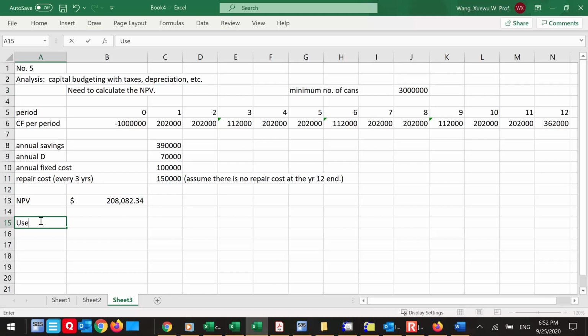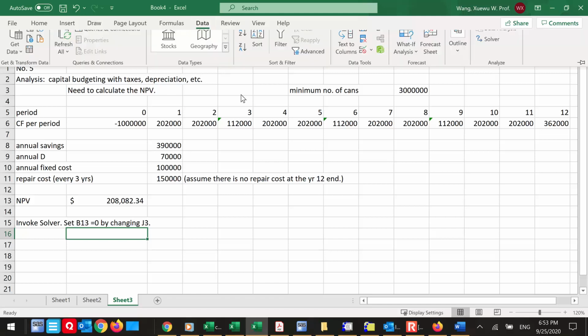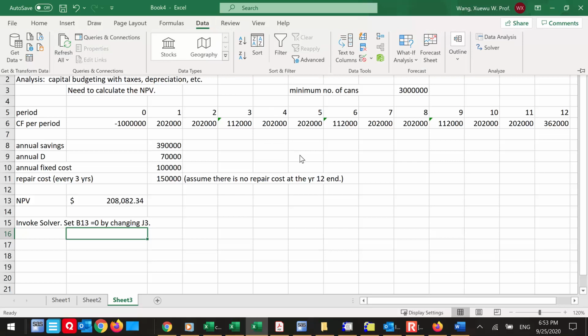Now I'm going to invoke Solver. I'm going to set B13 equal to 0 by changing my guess, which is J3. That's how we can find out the minimum number of cans you need to produce in order to make this incremental project at least not negative.